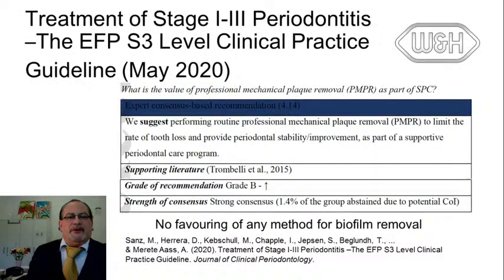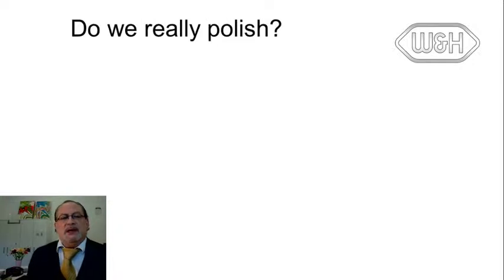And for the maintenance, we suggest performing routine professional mechanical plaque removal to limit the rate of tooth loss and provide periodontal stability and improvement as part of a supportive periodontal care program. So again, no favoring of any method for biofilm removal. So we might think about polishing again.